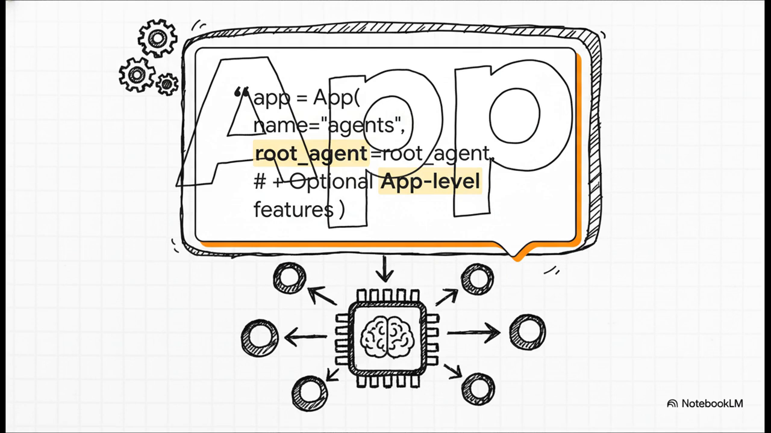We call that the root agent, kind of like the team lead. And then you wrap it up in this app object. That's it. That app object is now your single point of control for the entire system.